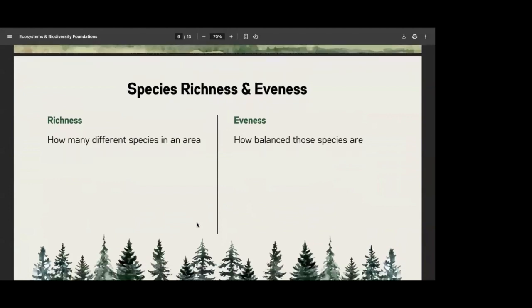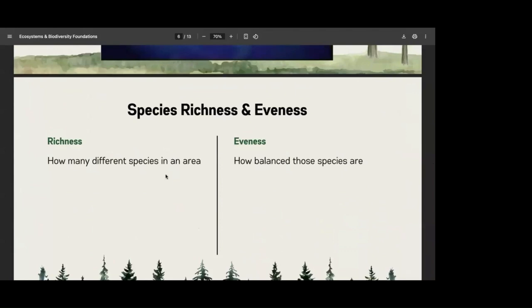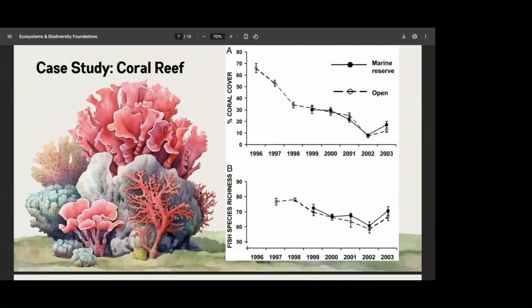For species richness and evenness, richness is how many different species are in an area, and evenness is how balanced those species are. As you can see with these two graphs, the first graph is showing that over time, the amount of coral cover has decreased, meaning that the amount of coral reefs has decreased, which is due to a variety of factors, the biggest one being human intervention and human pollution. The second graph shows the fish species richness, which, like we discussed up here, is how many different species are in an area. The amount of different species, for the most part, has been decreasing before a sudden increase in 2002 to 2003.